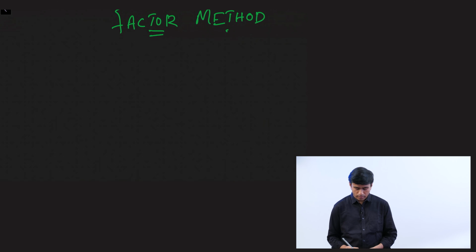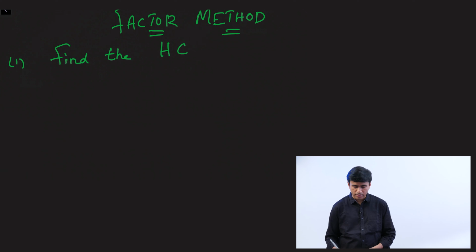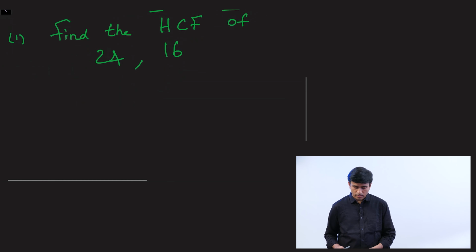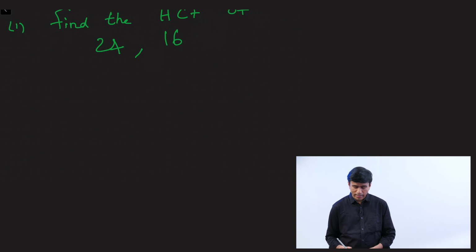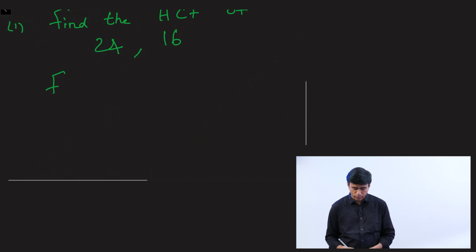Here's an example. Find the HCF, the highest common factor, of 24 and 16. In this method, the first thing we have to do is to list the factors of 24. We've seen in the earlier chapter how to do this.